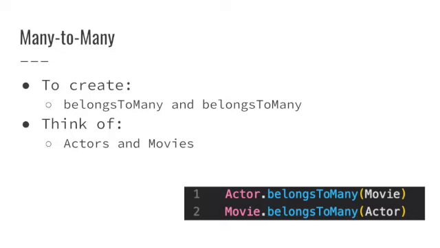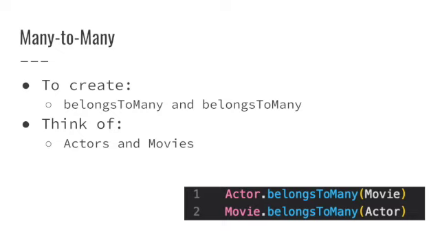Every movie has a lot of actors in it, but those actors are also in a lot of different movies. Each actor belongs to many movies, but those movies also belong to many actors. School of Rock belongs to many actors: Jack Black, Miranda Cosgrove, Sarah Silverman, etc. But Jack Black also belongs to many movies: School of Rock, Nacho Libre, Kung Fu Panda. This is a many-to-many relationship.